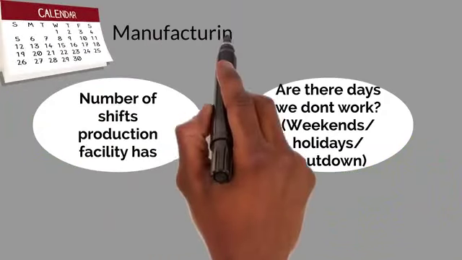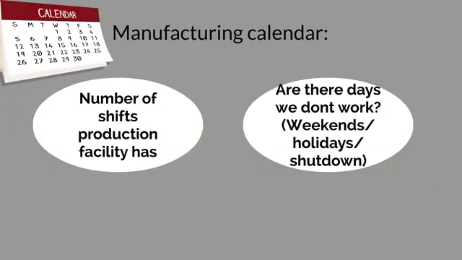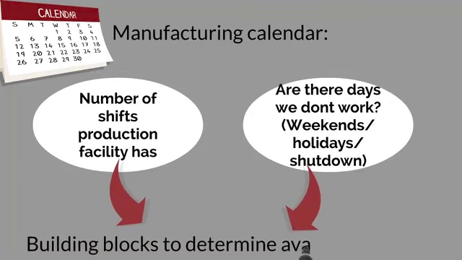The manufacturing calendar takes into account the number of shifts that our production facility has, and whether there are days which we don't work, such as weekends, holidays, and planned maintenance shutdown. This gives us the building blocks to determine available capacity.